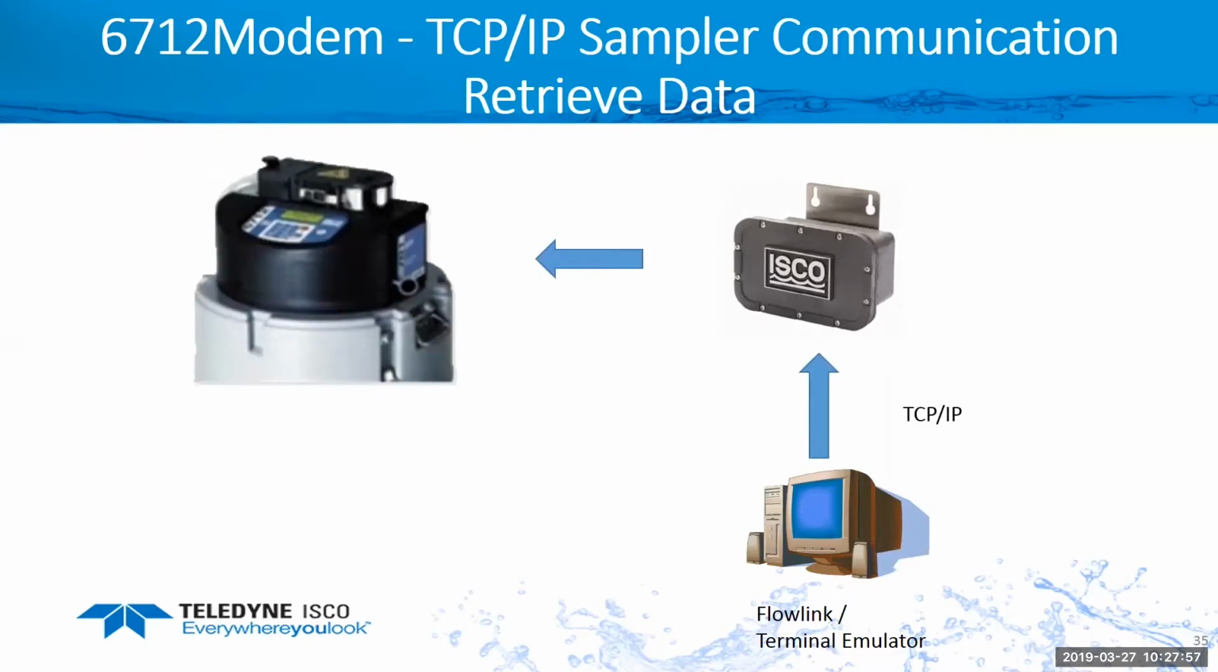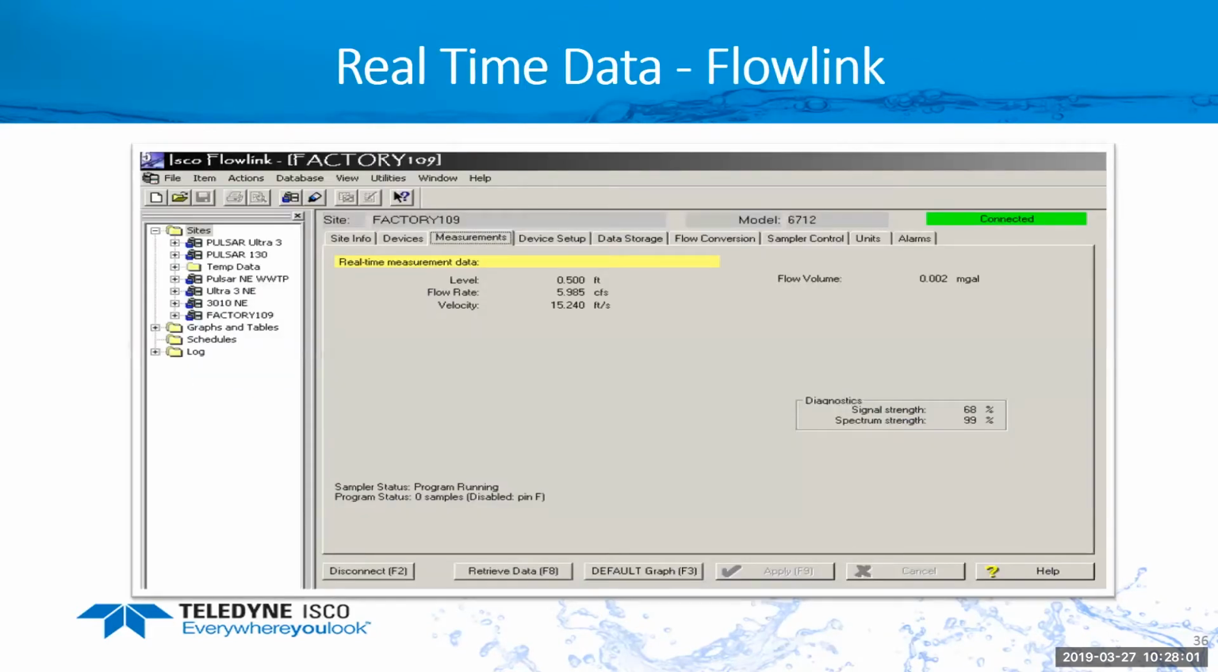The sampler then makes the connection, and now you have control of it. What that looks like in Flowlink is you can go to the measurement screen, and here you can see all the real-time data of that sampler on the screen. Here I can see the level, velocity, flow rate, the flow volumes going through. I can see at the bottom it says the sampler status.